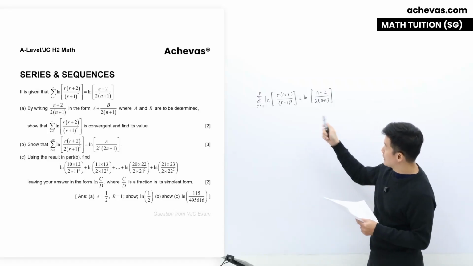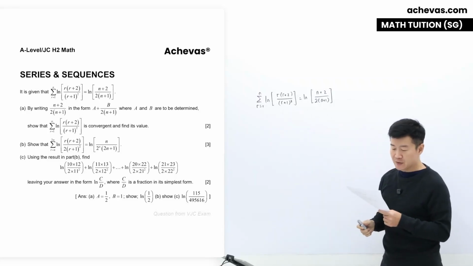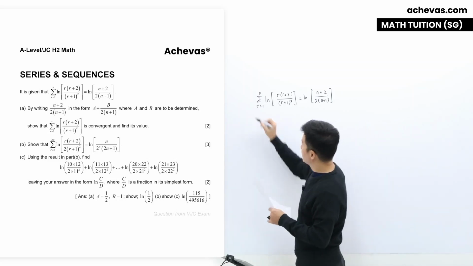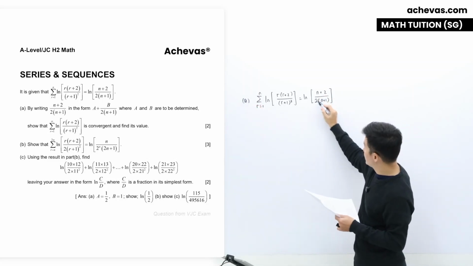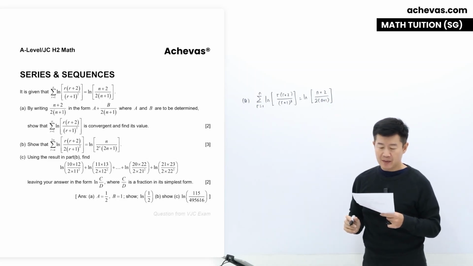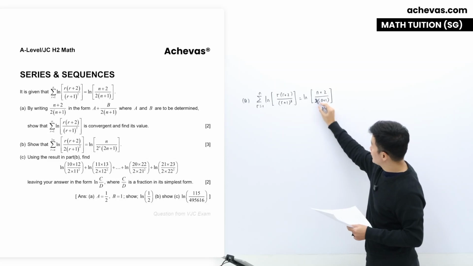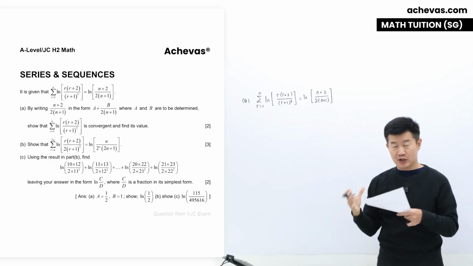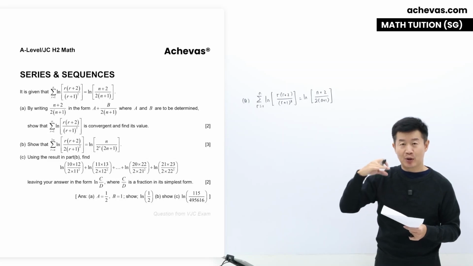In this question, we are given that the summation of this is equal to this result. And for part A of the question, we are required to re-express this into the form of a plus b over 2n plus 1. If you analyze just this expression over here, it is a rational expression, and more specifically, it is in the improper format.